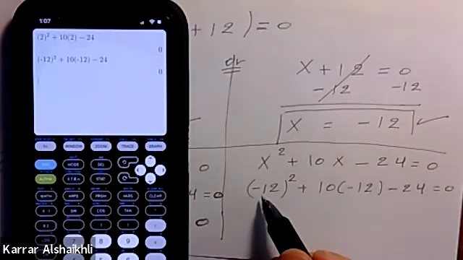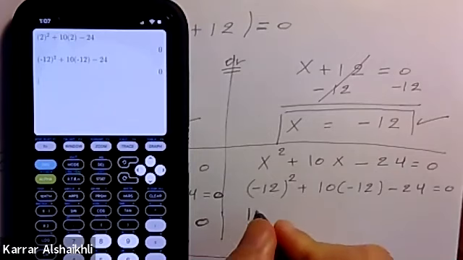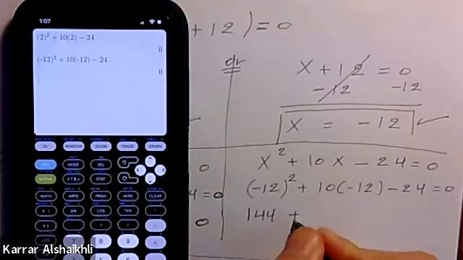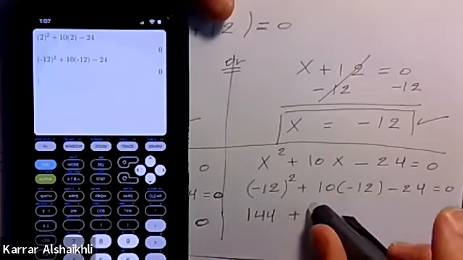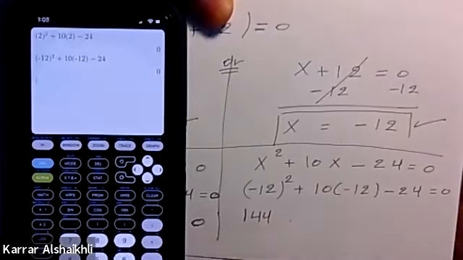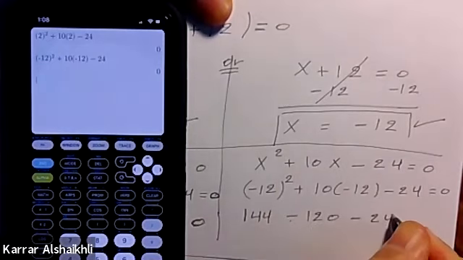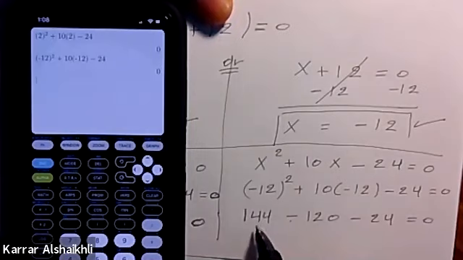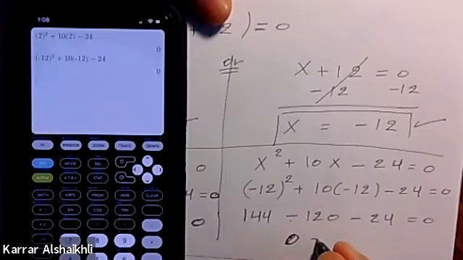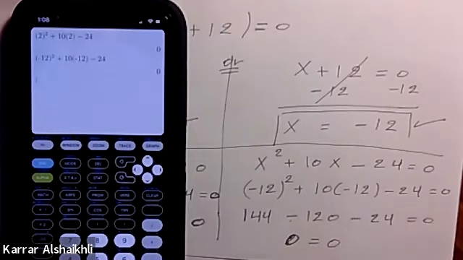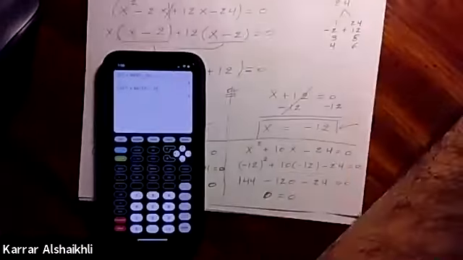Let's do these steps. Negative 12 squared is going to be positive 144, plus 10 times negative 12 is going to be negative 120, minus 24 is going to be equal to 0. 144 minus 120 is going to be positive 24. Positive 24 minus 24 is going to be 0. That means 0 is going to be equal to 0. That means x equals negative 12 is also going to be a solution for this problem.